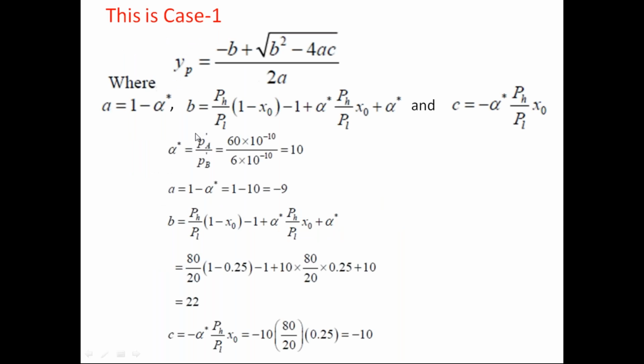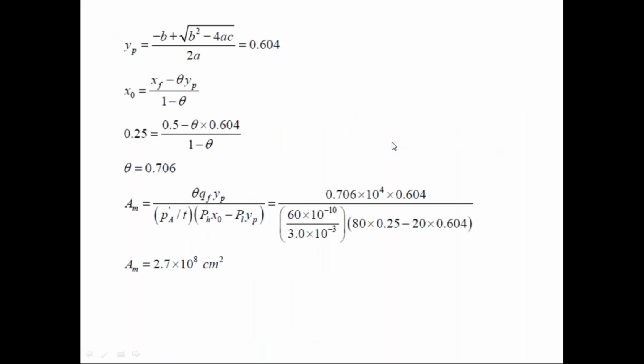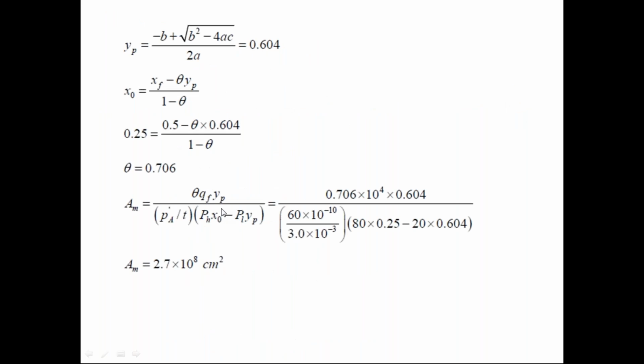So that means the XF value is 0.5 here. XF value is 0.5, but YP is coming as 0.6. Okay, then you can calculate the X0. So by substituting this, X0 is 0.25. So it is satisfying, no? The X0 is 0.5 you have taken here. So 0.25. So it is satisfied.